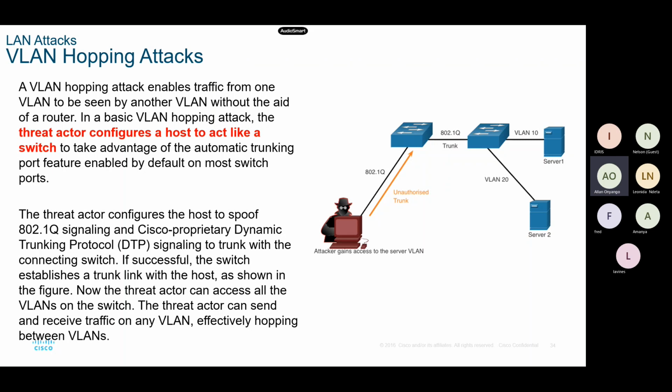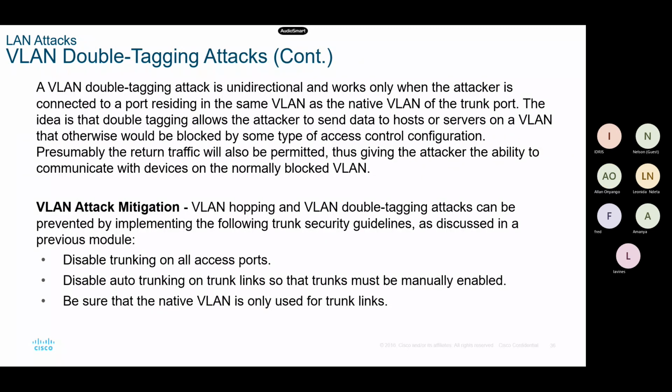And so what will happen is that the threat actor will connect his devices to the same VLAN as the native VLAN of the trunk. The idea is to allow the attacker to send data to hosts or servers on a VLAN that would otherwise be blocked by some type of access control configuration. So the threat actor makes the link between his laptop and the network look like a trunk, so that he evades detection by some access control configurations. The traffic will be permitted since it is native traffic using the native VLAN, and it gives the attacker the ability to communicate with devices that would normally be blocked.